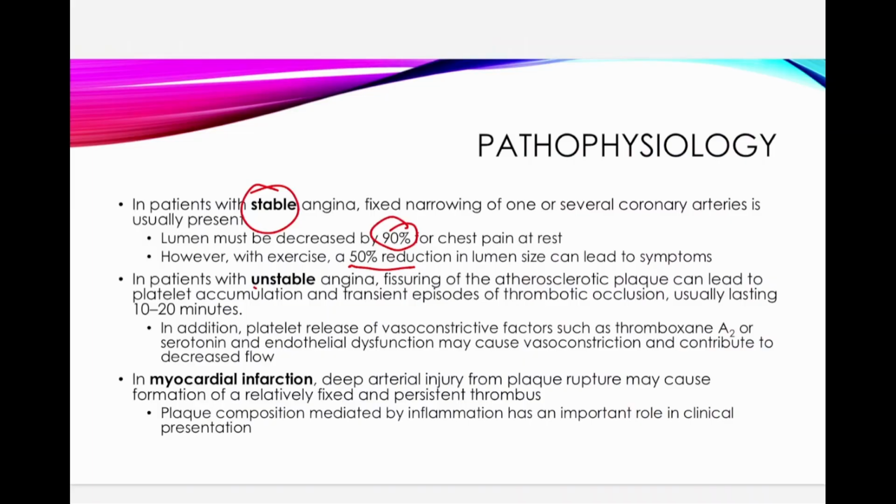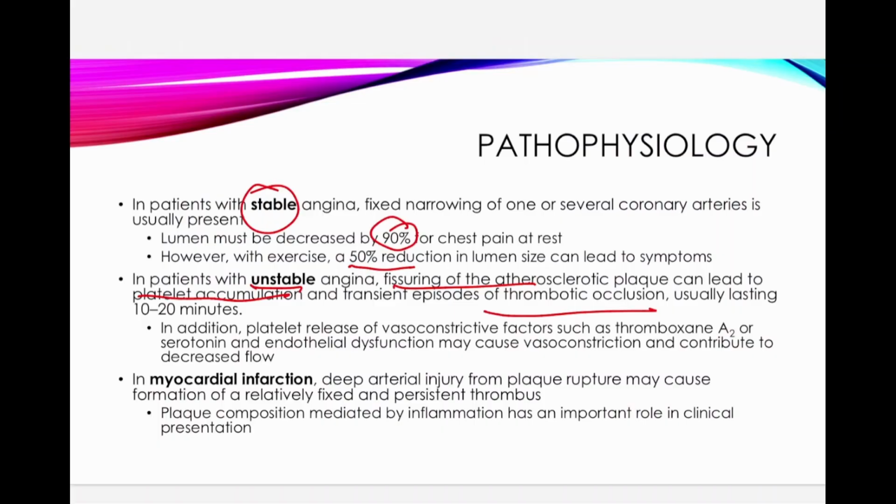In patients with unstable angina, fissuring of the plaque, that plaque rupturing, it cracks again, leads to platelet accumulation. That's why we give aspirin or Plavix. They both are antiplatelets, but aspirin is obviously cheaper. And transient episodes of thrombotic occlusion, usually lasting 10 to 20 minutes. So they'll have some transient chest pain because they have these little occlusions causing the pain to occur.